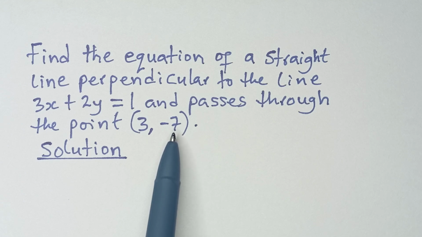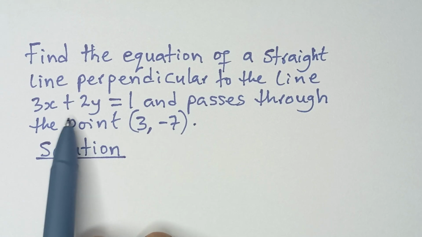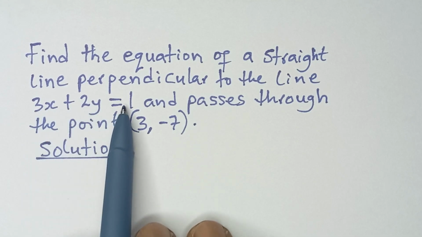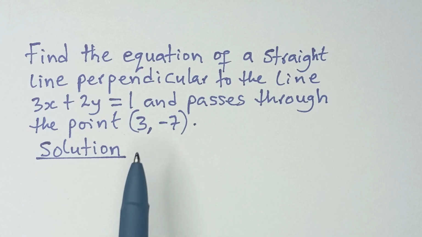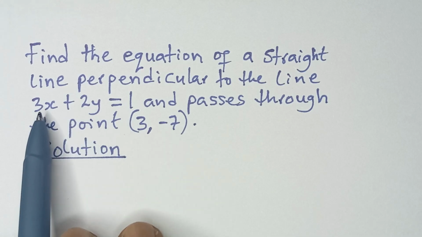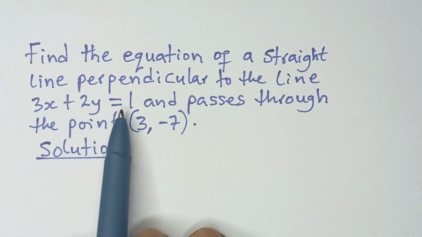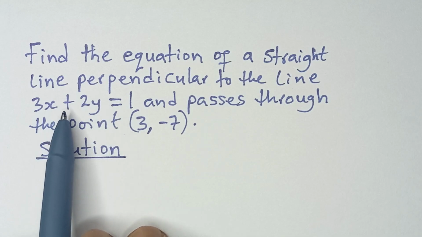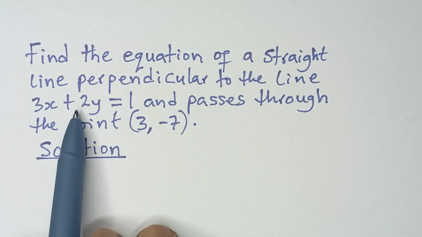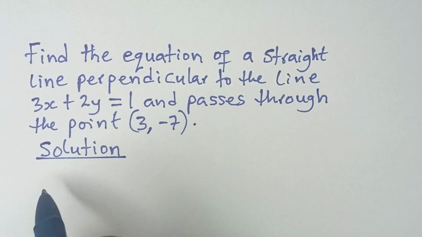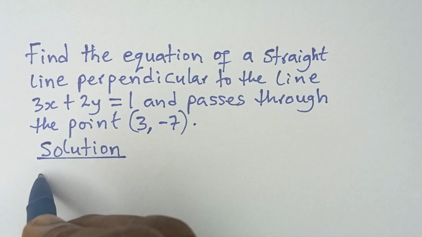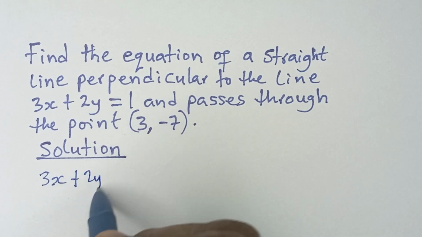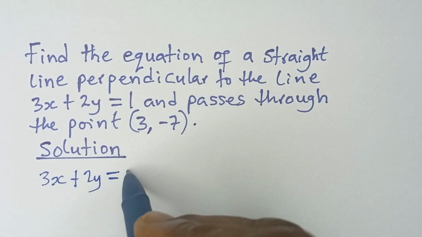Now, for us to solve this, first of all, we are going to find the gradient or the slope of this line. Don't forget, the line we want to look for is perpendicular. That is, the line is perpendicular to this particular line. So first of all, let's find the slope of this line. That line is given by 3x plus 2y is equal to 1.